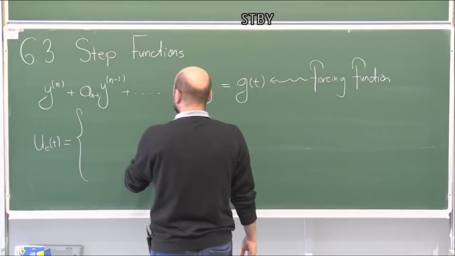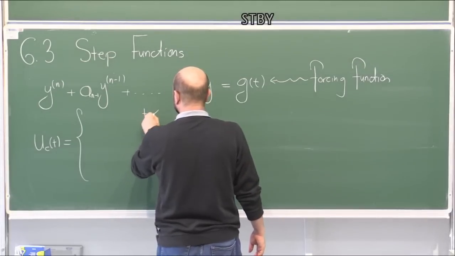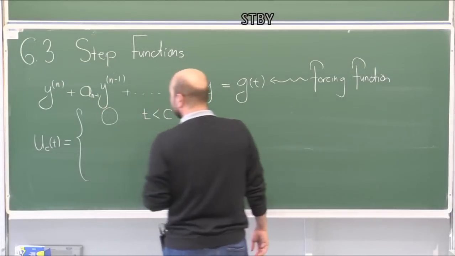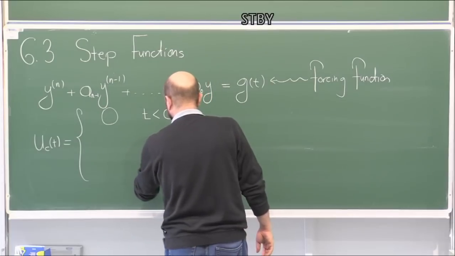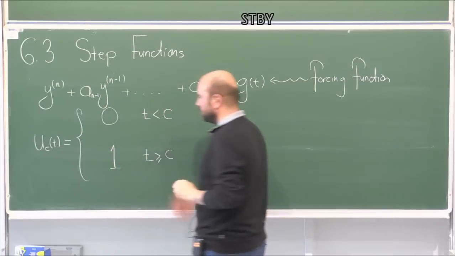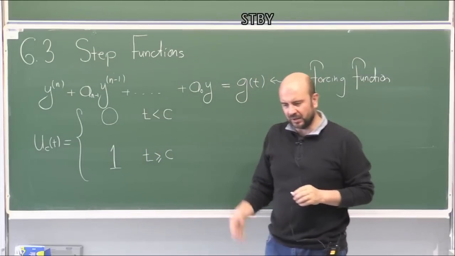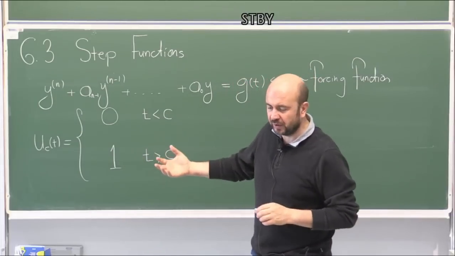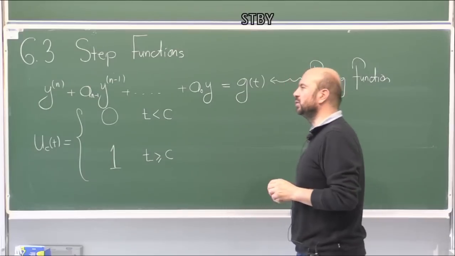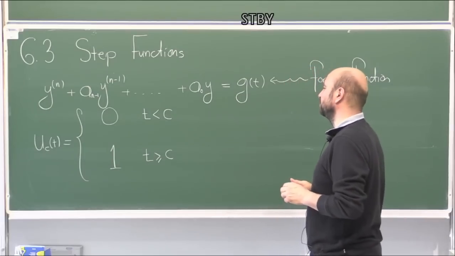So when t is less than c, this function is going to be 0. And when t is bigger than or equal to c, this function is going to be 1. This will be the first example of a discontinuous function, and we will use this one to write our discontinuous, piecewise continuous functions.